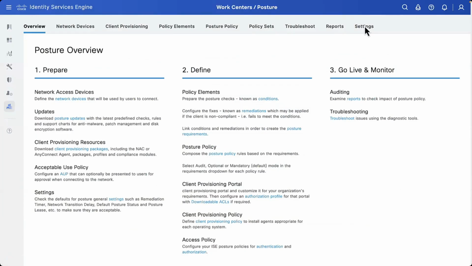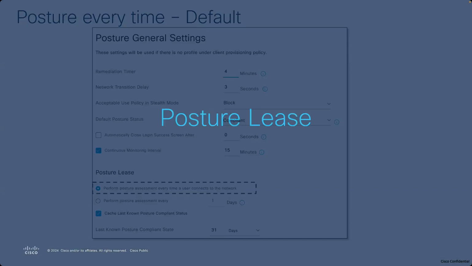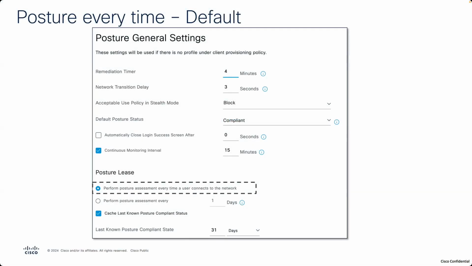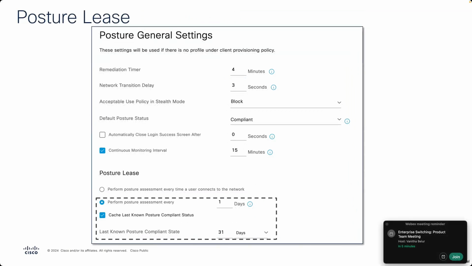Now let's go to the next one, the posture lease. By default, ISE is going to assess the posture of an endpoint connecting to the network every time. Every time it connects to the network, it goes through the posture assessment in order to get the latest posture status of the endpoint. However, you have one more option, which is to give out a lease in terms of days to the endpoint.